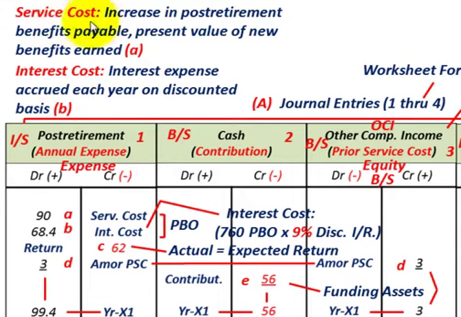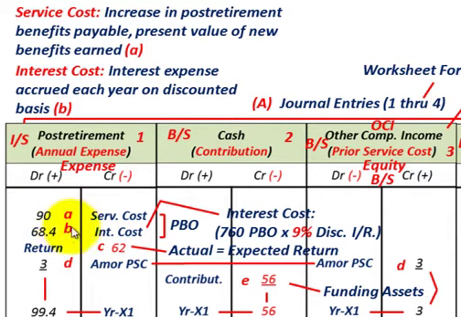So we would start with our service cost. That would be an increase in our post-retirement benefits payable, and that would be the present value of new benefits earned. I'm showing it as item A, and that would be what we show as a service cost, and I'm debiting in this case for $90,000.